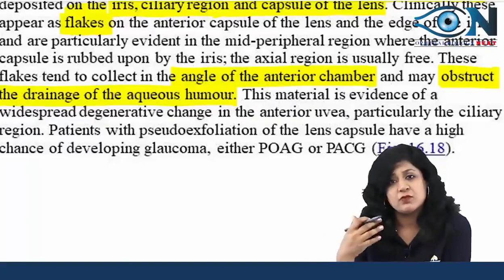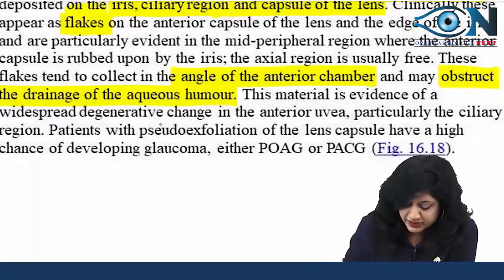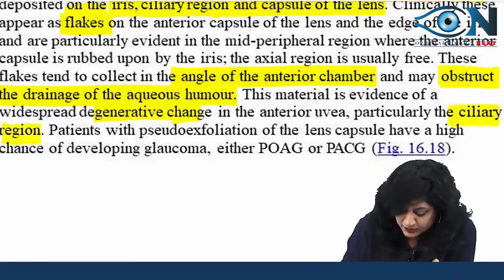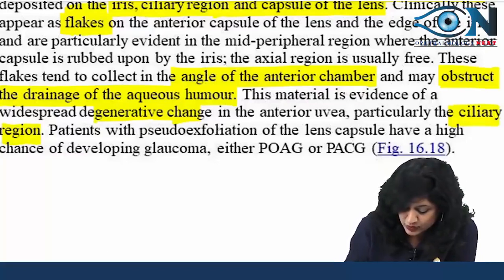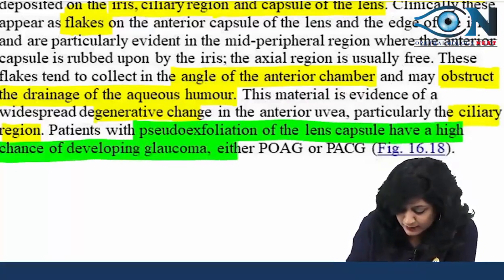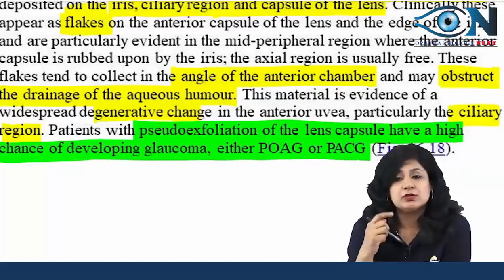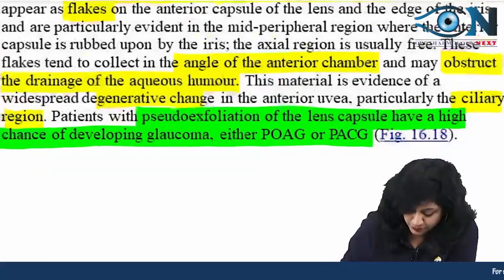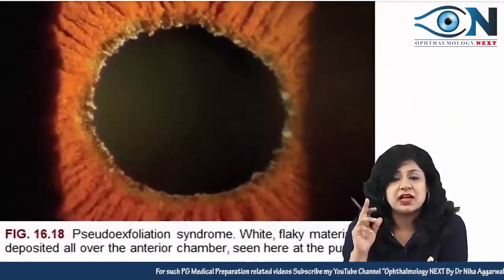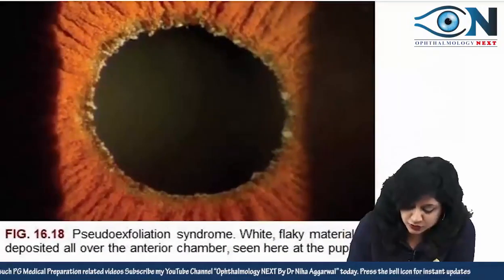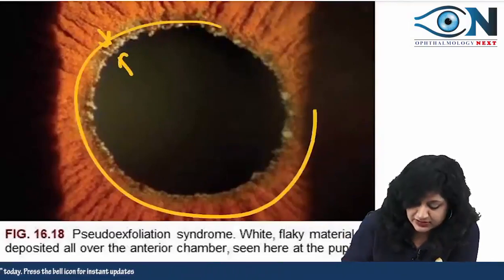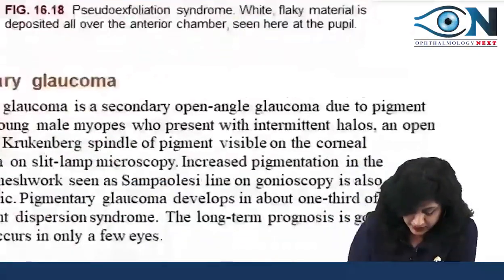And this exfoliative material is a degenerative material, and particularly you are getting it in the ciliary region. Patients with pseudo exfoliation of the lens capsule, so if you are having particularly the exfoliation of the lens capsule, will have a high chance of developing glaucoma. It could be open angle also, and it could be angle closure also. Alright. Now, see, this is a very important image. This is the same image that I show you in the classes also of pseudo exfoliation syndrome. If you are able to see these things, can you see? These are the exfoliative materials that you are getting over the iris pupillary margin.